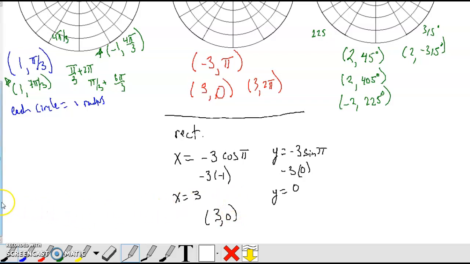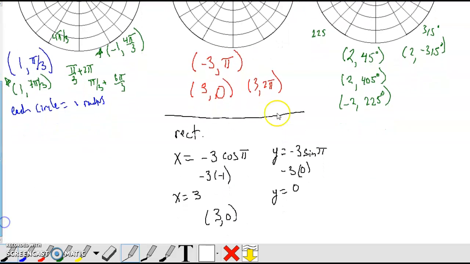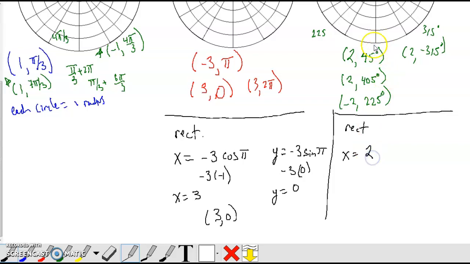Now, if we think about this in terms of an x-axis and a y-axis, it makes sense that if this was my origin and this was my x-axis, and these are my y-axis, I'd be going over 1, 2, 3, and I'm not going up and I'm not going down. All right, so now let's try with our second point over here. So we're going to say 2, 45. So here's our rectangular coordinate. x is equal to my r, which is 2, and then my cosine.